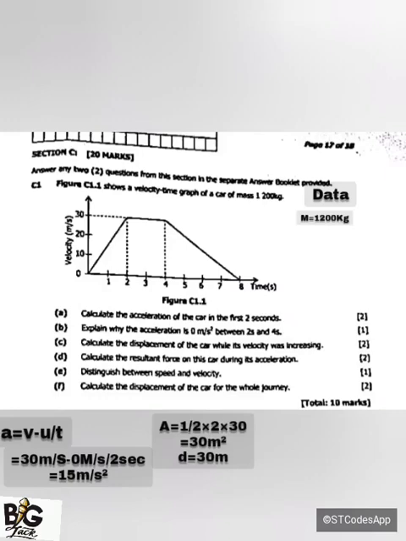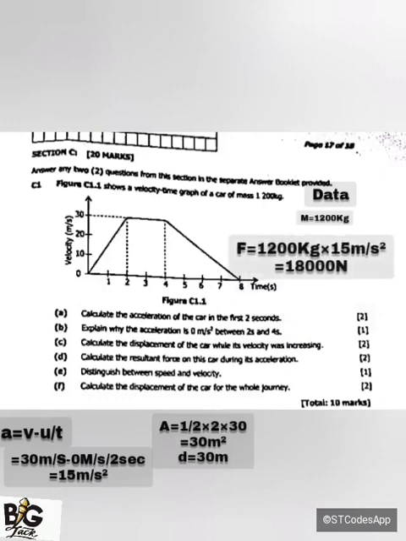So you know what a resultant force is. Force is equal to mass multiplied by acceleration. So in this case, we have already calculated the acceleration, and the acceleration was 15 meters per second squared. Then the mass of this car is 1,200 kgs. So I'm going to say 1,200 kgs multiplied by 15. So the answer is going to be 18,000.